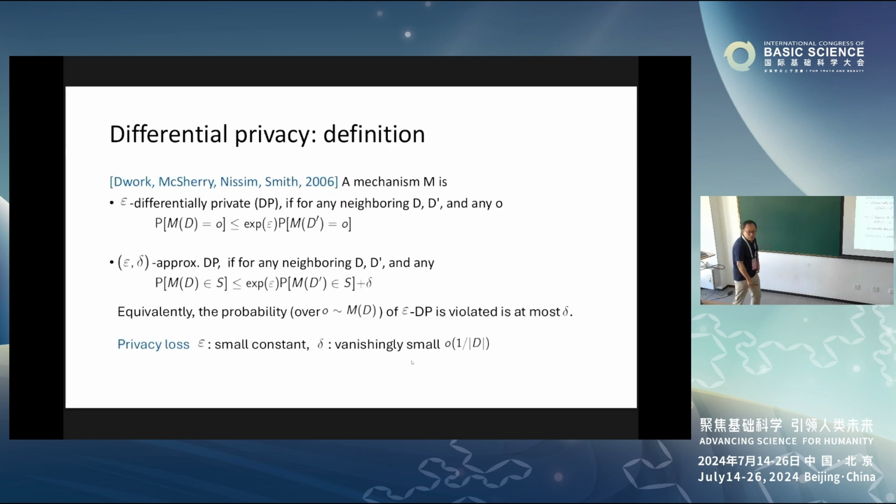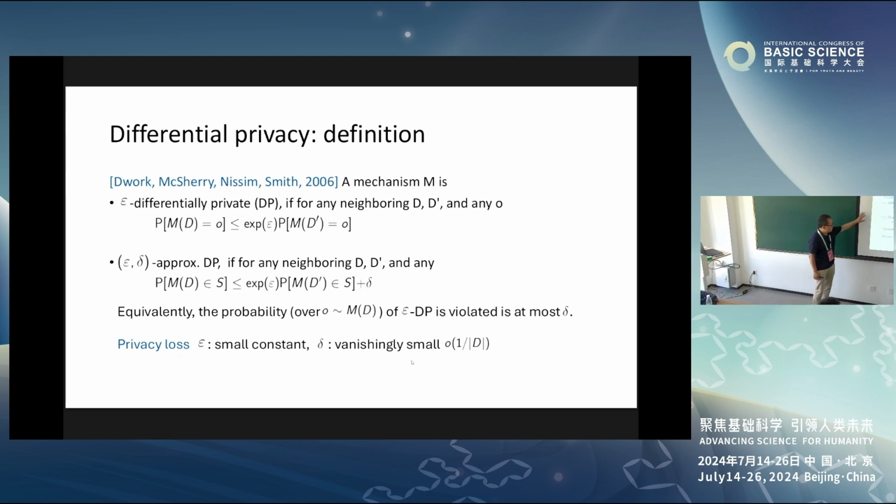Then this is the definition of differential privacy. By the way, this was defined by Dwork, McSherry, Nissim, and Smith in 2006. I think they have the first initial definition, which gets maybe refined or relaxed by other people, but I think they are commonly regarded as the inventors of the notion of differential privacy.